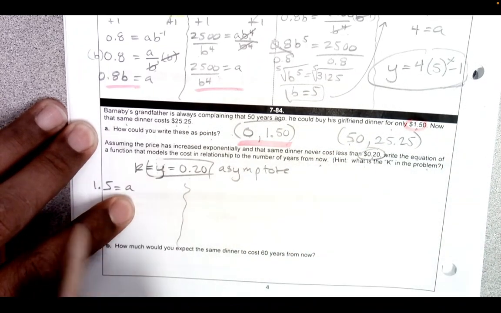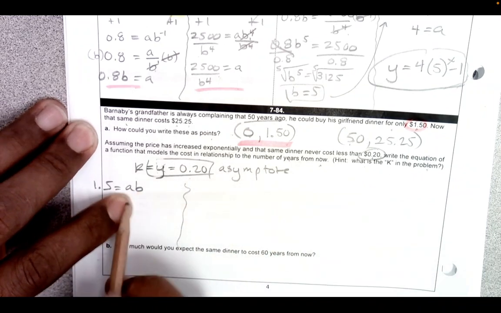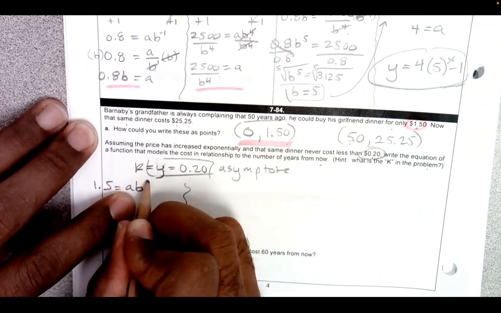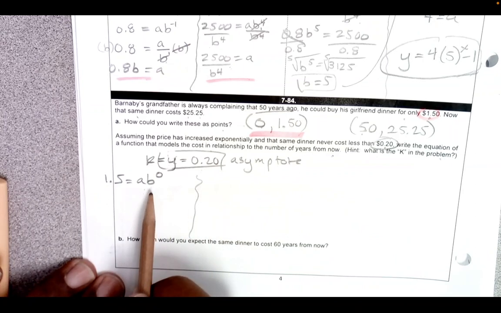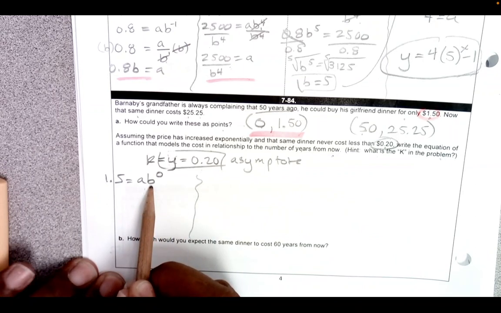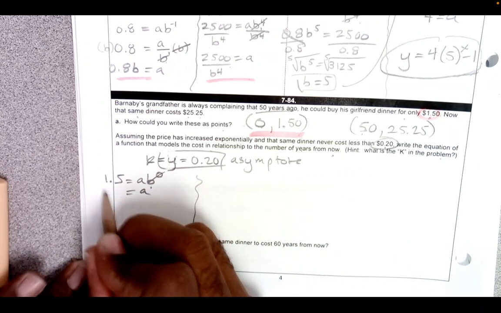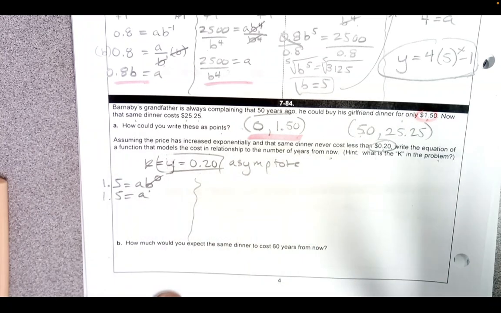Oh, actually, no, I'm sorry. We have to go through the steps. So here, I'm plugging in the 0, and b to the 0 equals what, by the way? 1. So this cancels out, and a is equal to 1.5. So we didn't really need to solve for a, it's already there. The only thing we need to figure out is the rate.